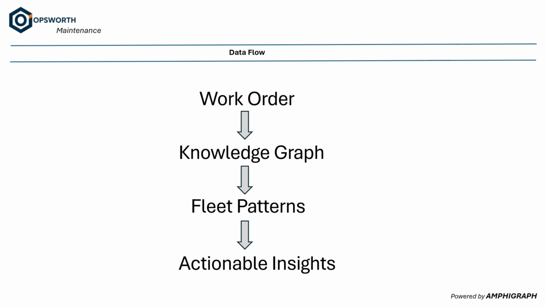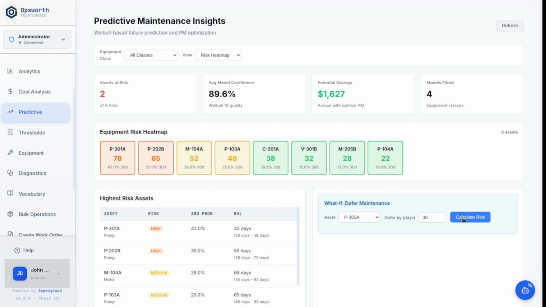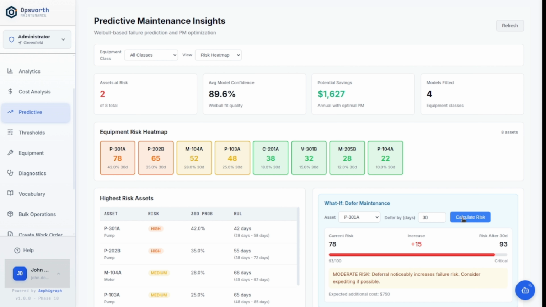But here's where it gets really powerful. All those work orders, with their structured classifications, feed into predictive analytics. Equipment risk heat map. P301A and P202B are showing elevated risk. Remaining useful life. P301A has 42 days before likely failure. What if analysis? If I defer maintenance 30 days, what's my risk?